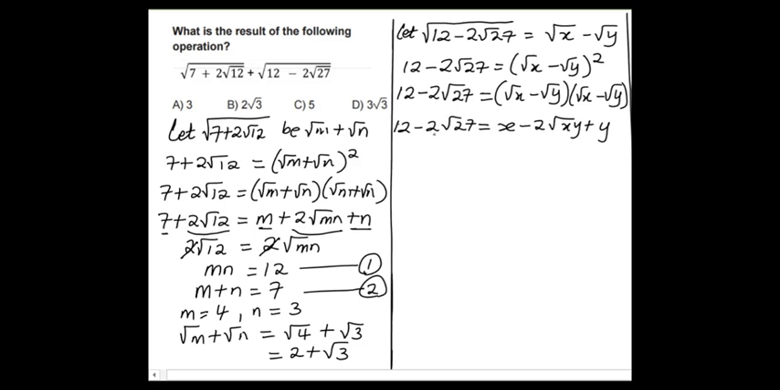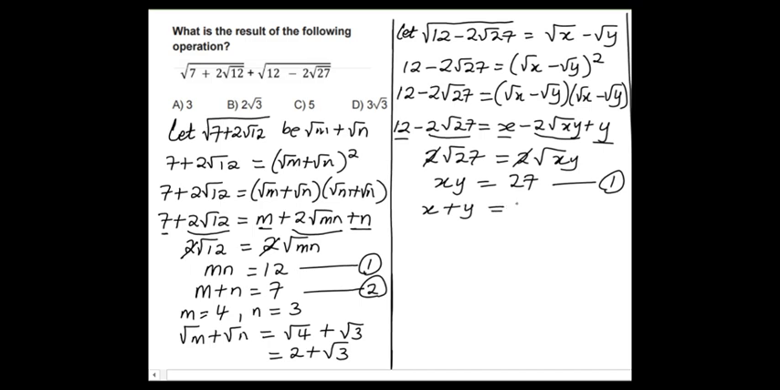By direct comparison, 2 root 27 will be equal to 2 root xy. See, 2 cancels 2, so root 27 is equal to root xy. That means xy will be equal to 27. That is your equation 1. And then you see that x plus y will also be equal to 12. So you get the factors of 27 that when you multiply you get 27, and when you add you get 12. Of course, you have 9 and 3.